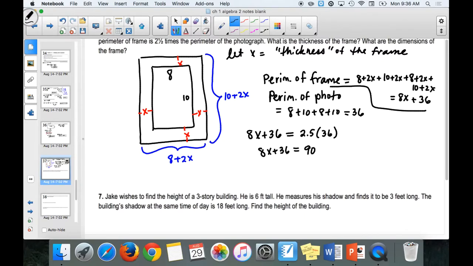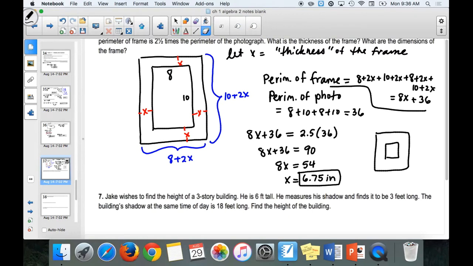So we do 2.5 times 36, and we get 90. We subtract over the 36, and we get 54. So x is equal to 6.75 inches. That is the thickness of the frame. This is one of those obnoxious frames, have you guys ever seen these frames, where we have a photo and then the frame is like really big around it. It's pretty big.